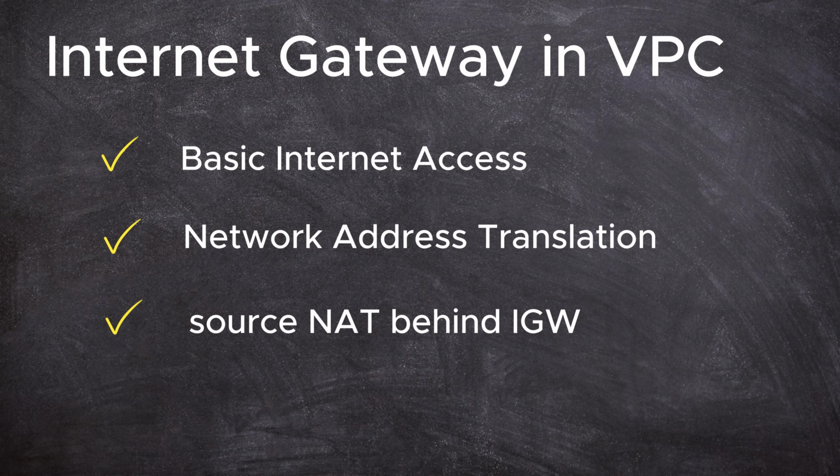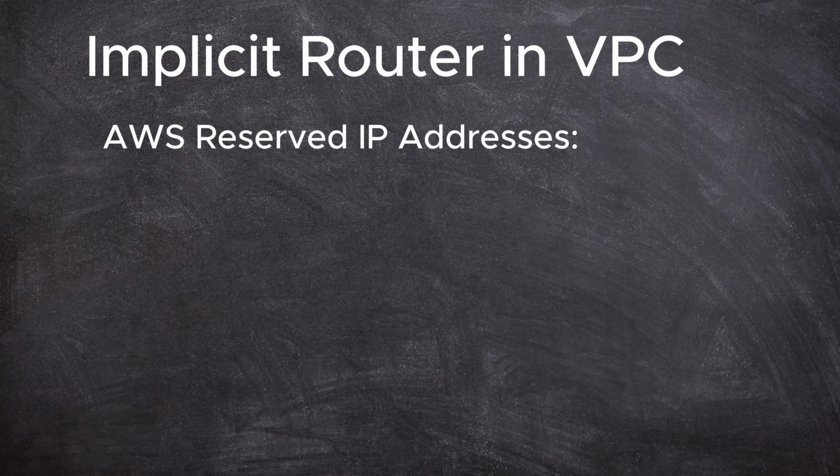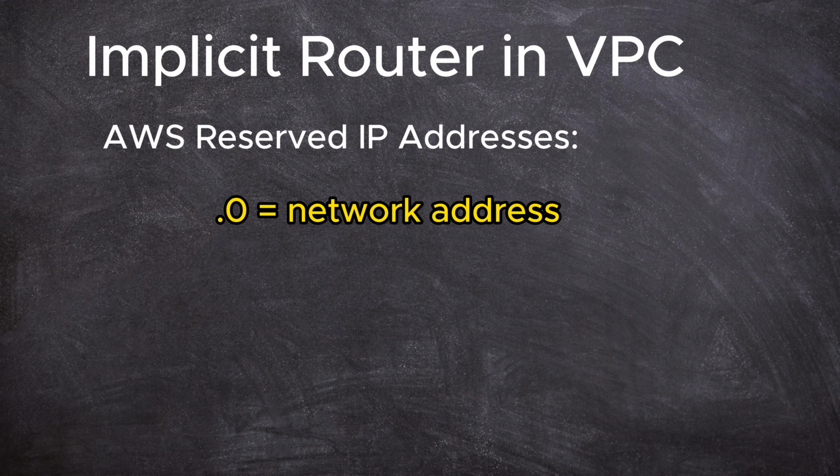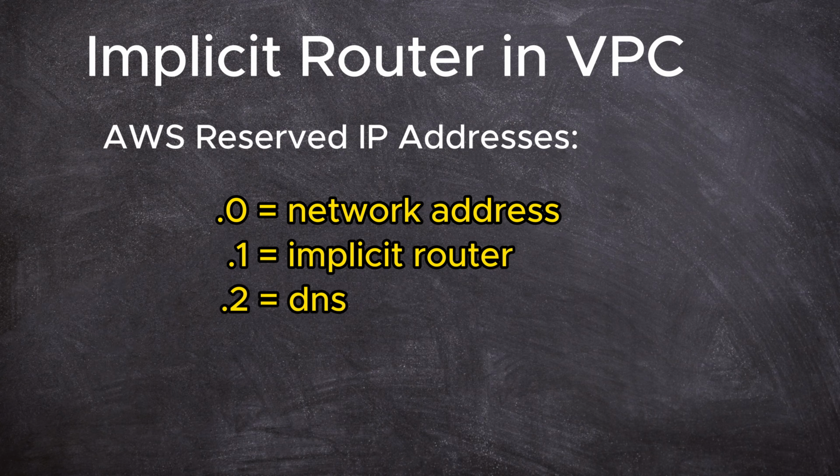But more importantly, the other thing that happens simultaneously as we create our internet gateway is that the implicit router also gets created. So when you subnet in AWS, there's a bunch of IP reservations that you need to be aware of. The first thing is the .0 is a network address that is reserved. Of course, we can't use that. .1 will belong to the implicit router. .2 belongs to the DNS service.